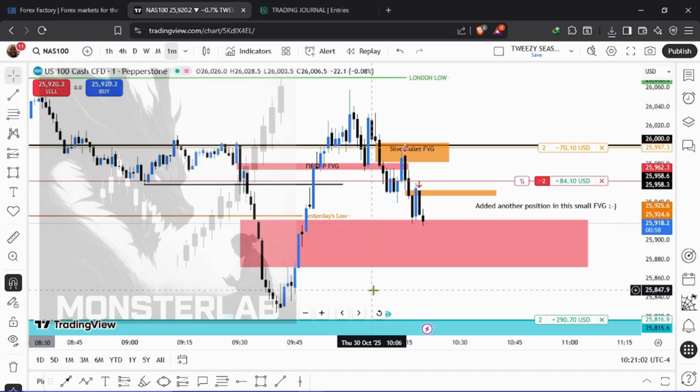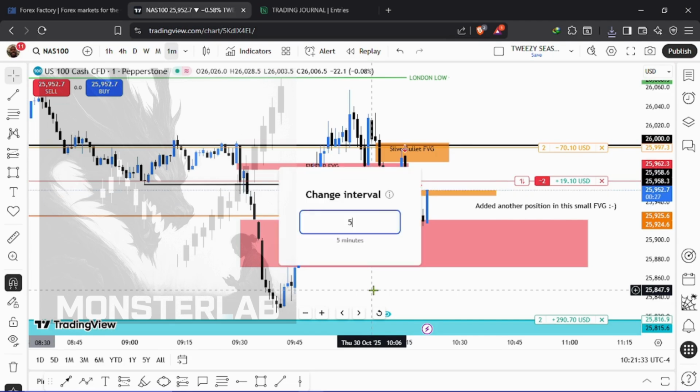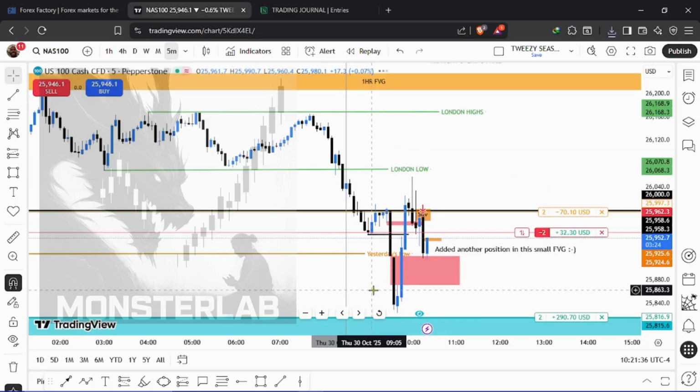Yeah, so I've added another position on here. The London session will end at 11, so I have a couple of minutes to hold this trade. I don't hold until New York closes. As New York is closing, I tend to close all my positions and just watch what price is doing.